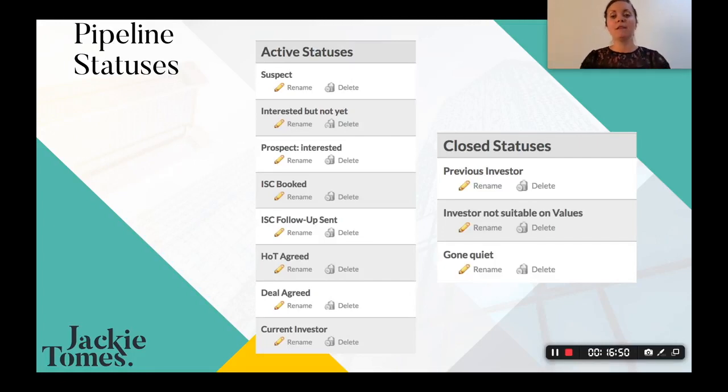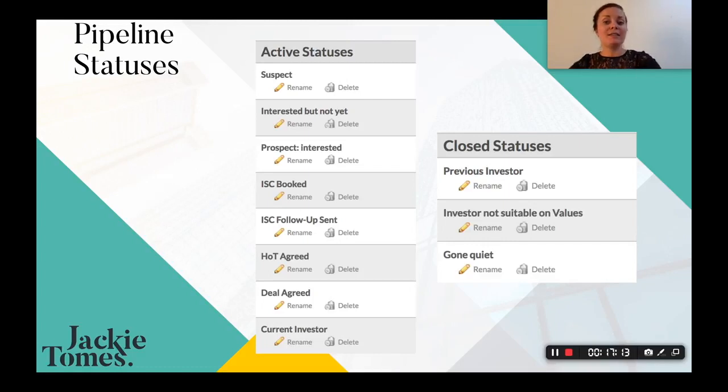The next one down is your prospect interested. So this is someone who, as I've described, has said something like, I'm interested to know more. How would that work? They would be marked as prospect interested. Once that happens, what happens next? That's right, we're booking in the investment strategy consultation.